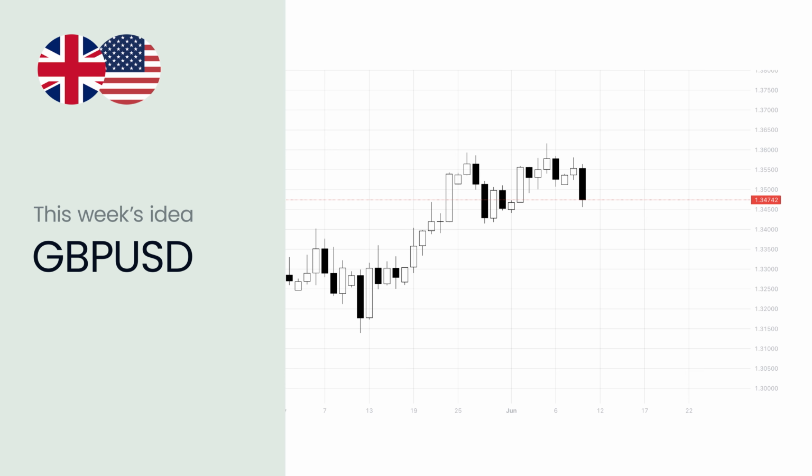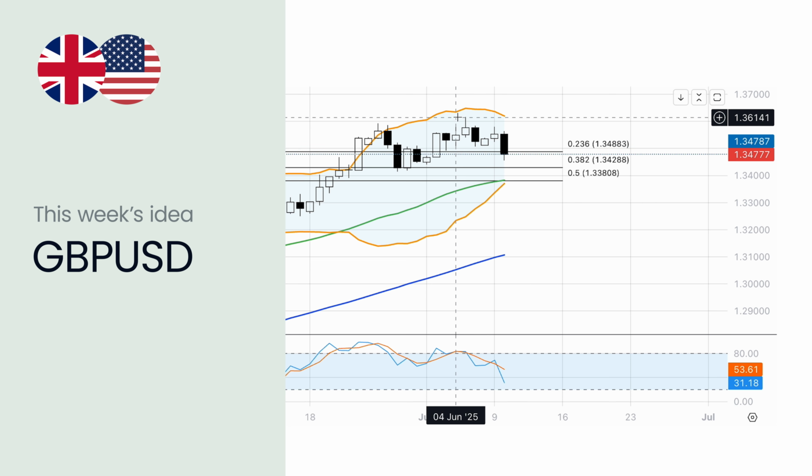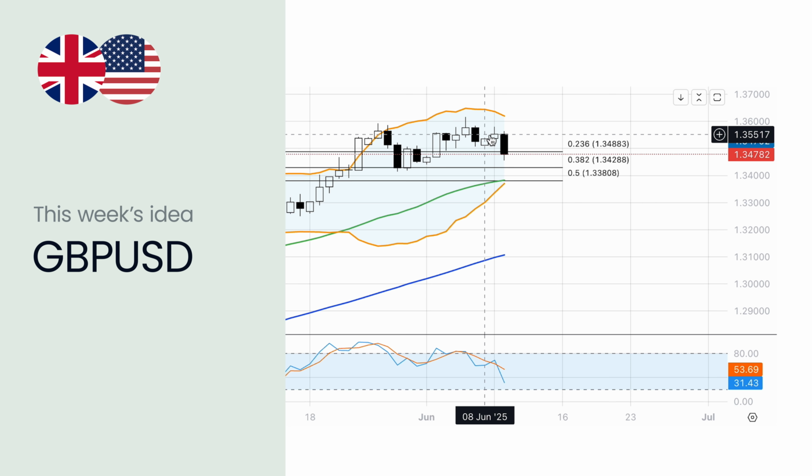For this week, let's focus on the pound-dollar pair for a sell trade with a potential target around 134. The price has found sufficient resistance around the 136 area and has since corrected to the downside.